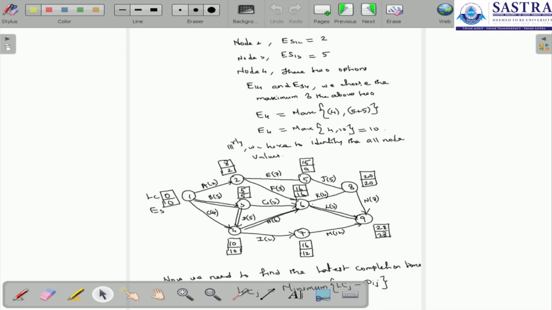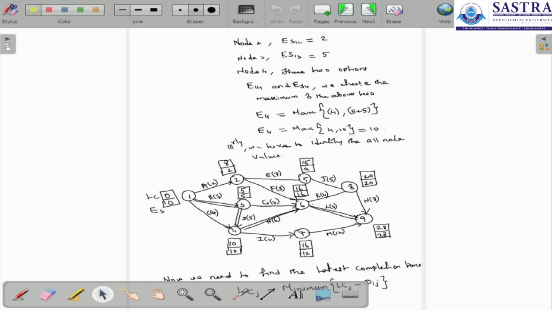It's a minimum of LCJ minus DIJ, that is duration. So LCJ means the latest completion. Here the latest completion is 28. So from the 28 there are three options going to node 8. We can choose the minimum of those three.